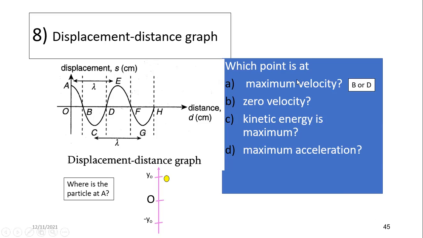So for maximum velocity, you take the slope there. Maximum here or maximum here, or it can be at F or at H also. Zero velocity: we are looking at the particle, not the wave speed. So for the particle, you take the gradient. Gradient at E, and gradient at C and G, is 0. Right? A or E.